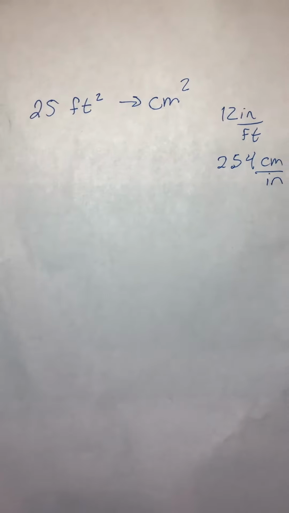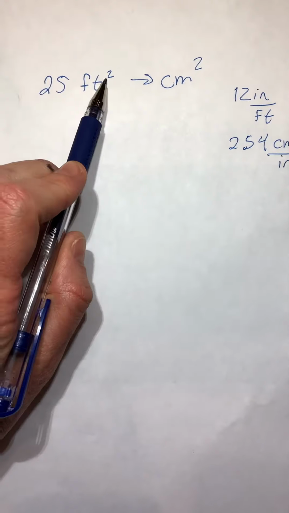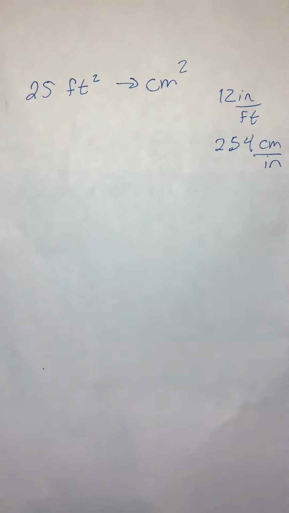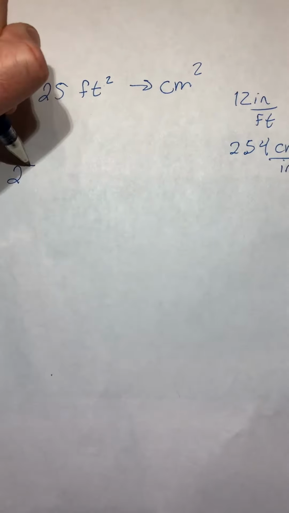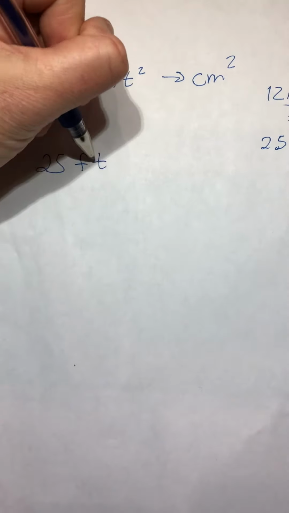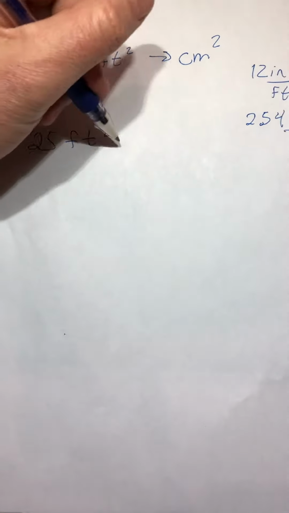Now you'd have to know that there are 12 inches in a foot and maybe 2.54 centimeters in an inch. But those are the only two conversions you're given, and you have to figure out something squared to something else squared. Start exactly the same way you normally would with dimensional analysis. So we'll have 25 feet squared.